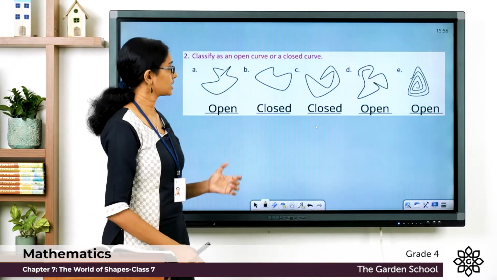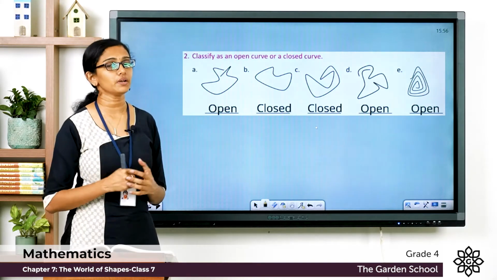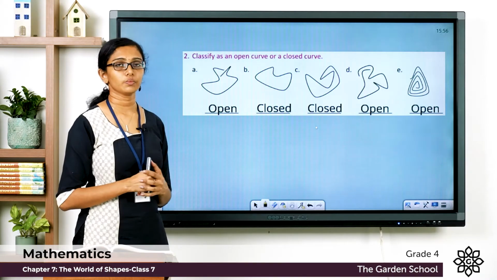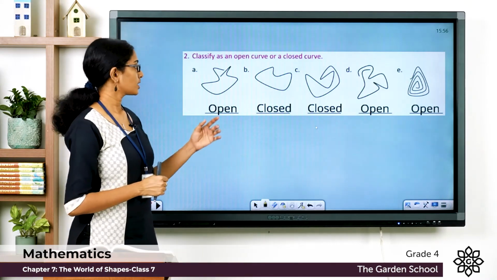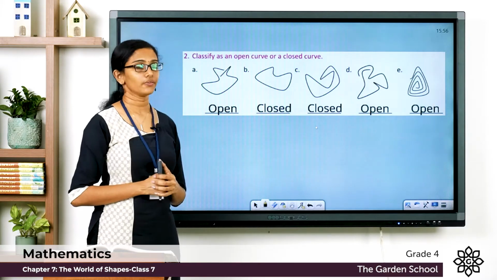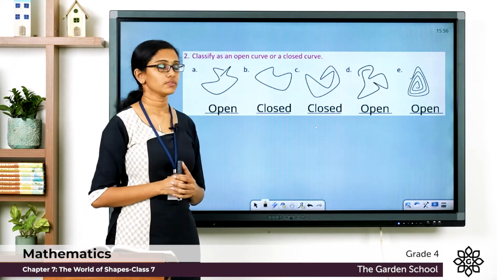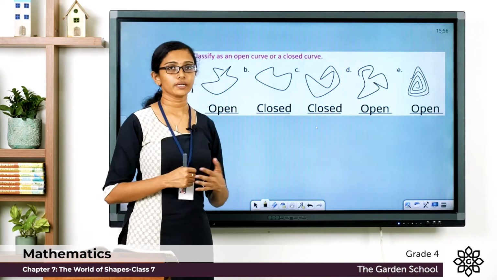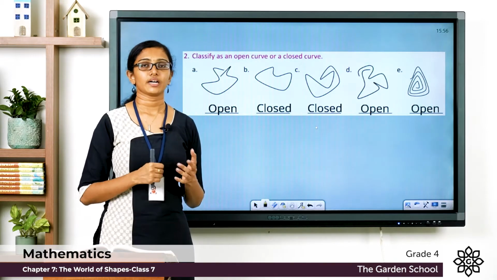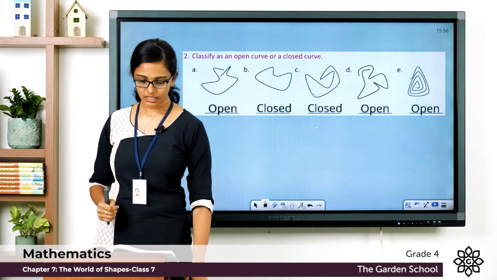Question A, is that open or closed? That is an open curve and it is a simple open curve. Means the line do not cross at anywhere, at any point. The second one is a closed curve and it is a simple closed curve. The next one is also a closed curve. The next one D is an open curve and the last one E is also an open curve. I hope you got all the answers correct. Now let's move on to the third question.